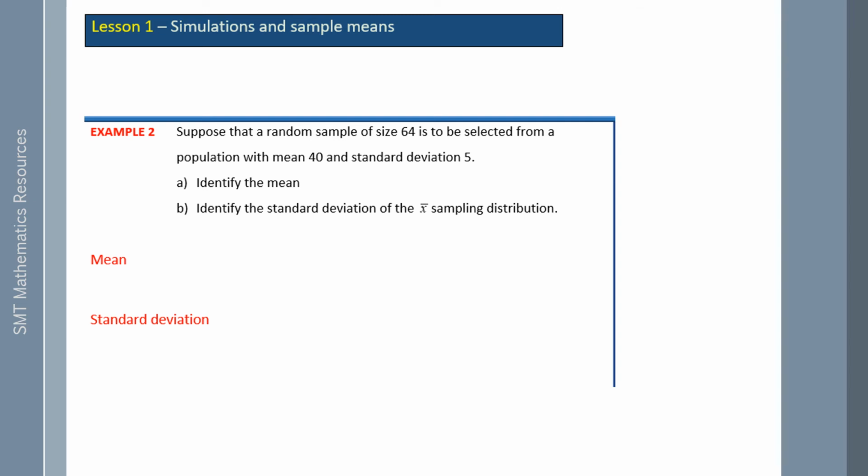Suppose that a random sample of size 64 is to be selected from a population with mean 40 and standard deviation 5. Identify the mean. Here, the mean of the sample means will be equivalent to the population mean. That is, it's going to be 40. The standard deviation of the sample mean would be the population standard deviation sigma divided by the square root of n, which is 0.625.